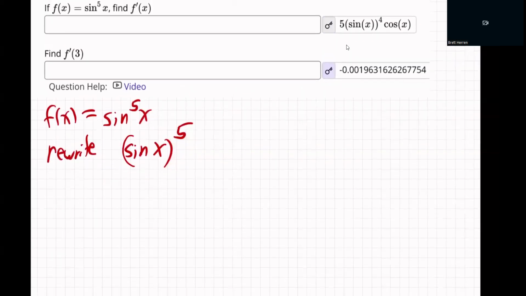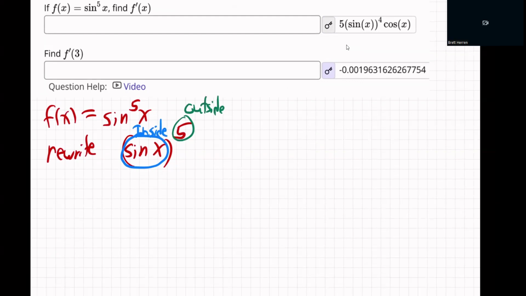Okay, so now it's time to take the derivative. Well, how do we take the derivative? Well, basically, do you know the rule when you have this is the inside function, and this is the outside function. So when we have an inside and an outside, we've got to do what's called the chain rule.